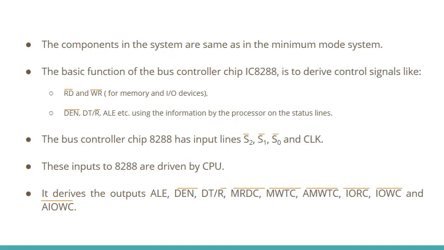signal. Now, the input signals that are there for this chip 8288 are the status lines S2 bar, S1 bar and S0 bar along with the clock pulse. These inputs to the bus controller chip are driven by the CPU. Now, when these input lines are given to the 8288 chip, it derives the output control lines, which are, as said before, the ALE, DEN bar, DT/R bar, and the read and write signals for the memory and IO read and write respectively.